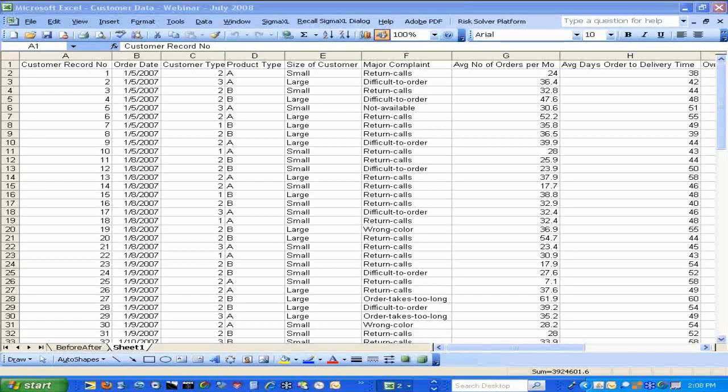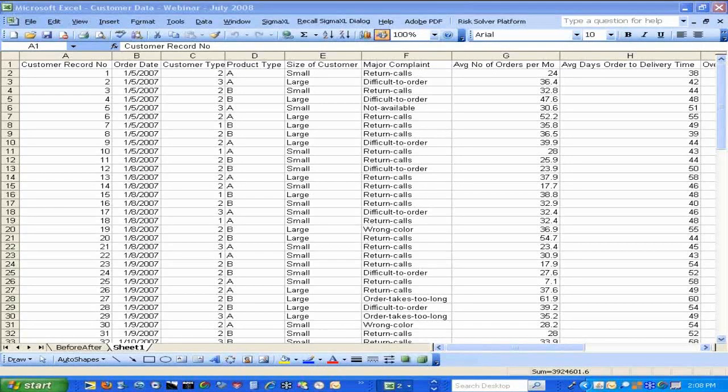And the title of our presentation is Using SigmaXL and DMAIC, Define, Measure, Analyze, Improve, Control to Improve Customer Satisfaction. So it's a case study, and what we're going to do is walk you through the various tools. Obviously, in a short period of time, it's going to be brief, but just to get a good feel for how SigmaXL can be used in a process improvement project.